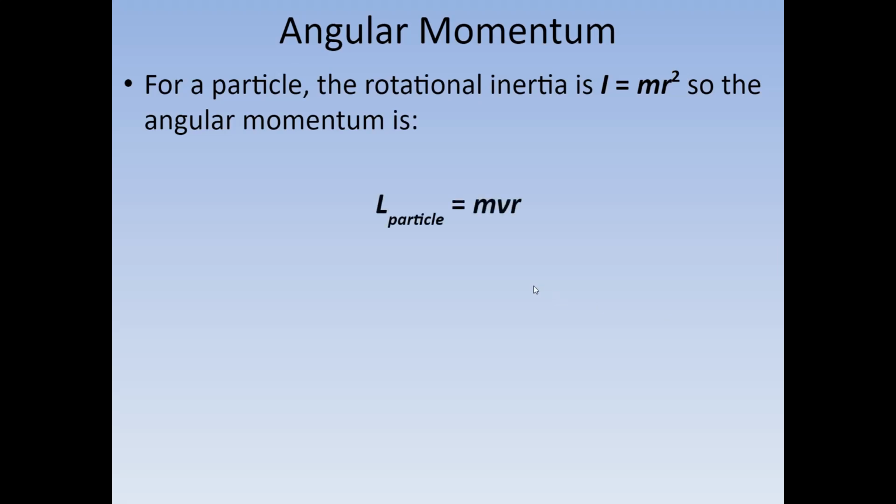So what we can say is that the angular momentum of the particle that might be moving in a straight line would be given as mvr, or its linear momentum times the radius. So this is how we're going to convert a person or object's linear momentum into angular momentum so that we can solve for the conservation of angular momentum.